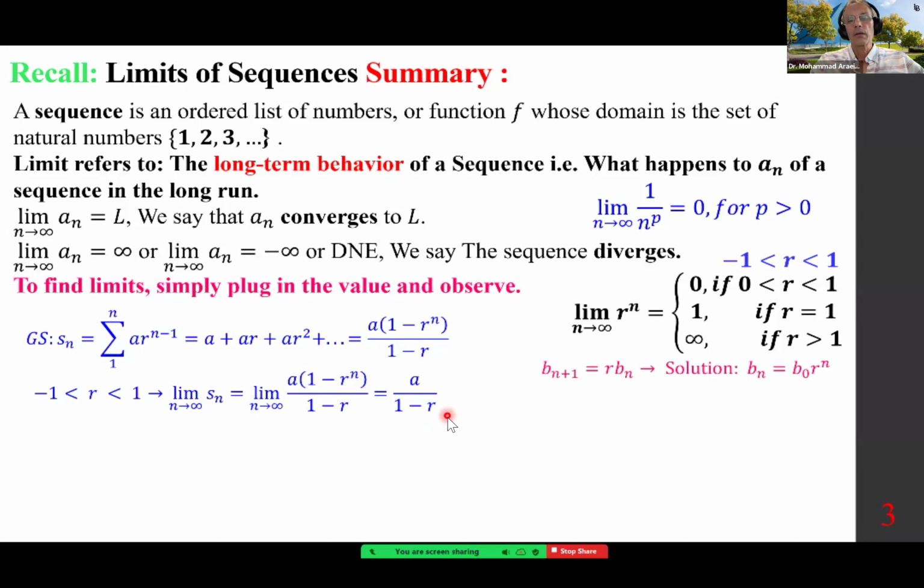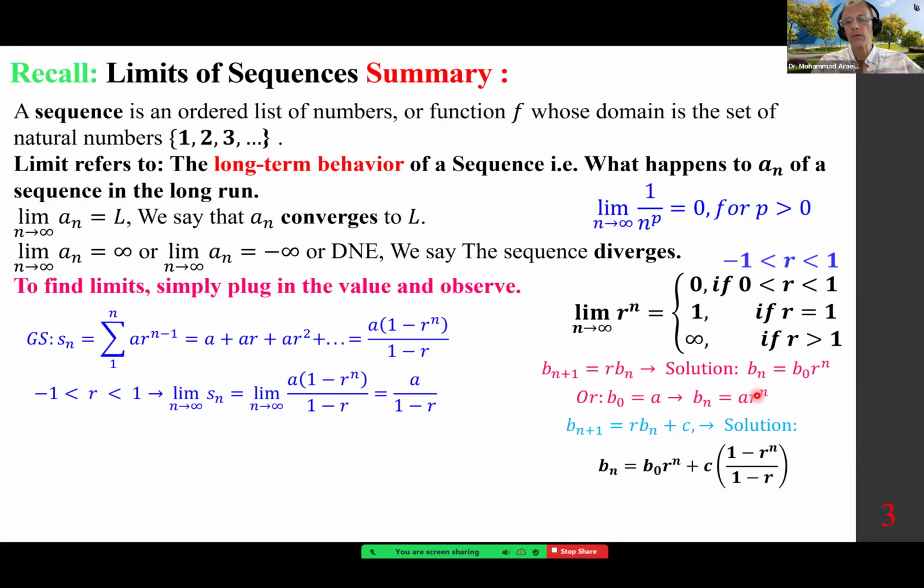The recursive format for a geometric sequence is b sub n plus 1 equals r b sub n. The explicit format is b sub n equals b sub 0 times r to the power of n, and of course b sub 0 in some texts, they use a. If we add a constant, such as giving medication to patients, then the formula adds c times 1 minus r to the power of n over 1 minus r. And as I mentioned, b sub 0, in some texts, we use a.